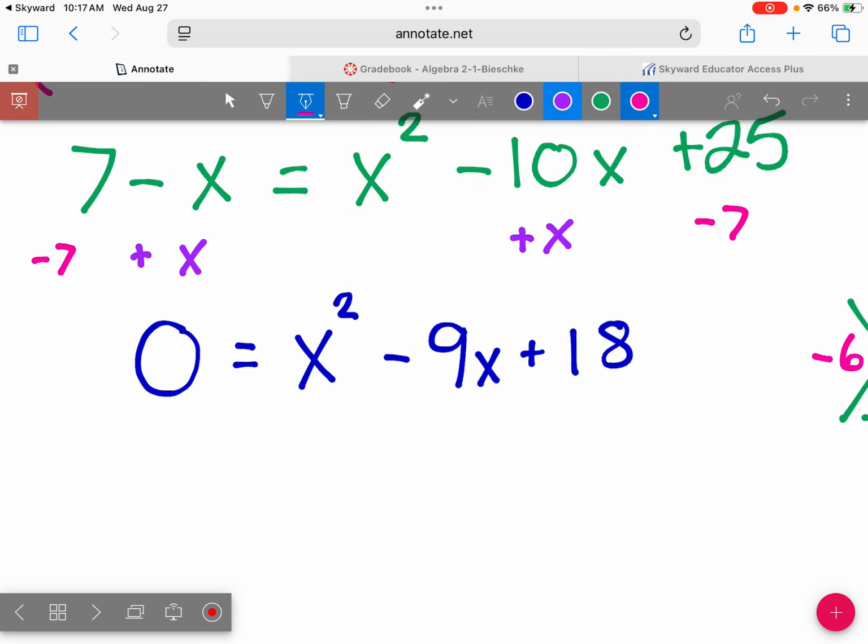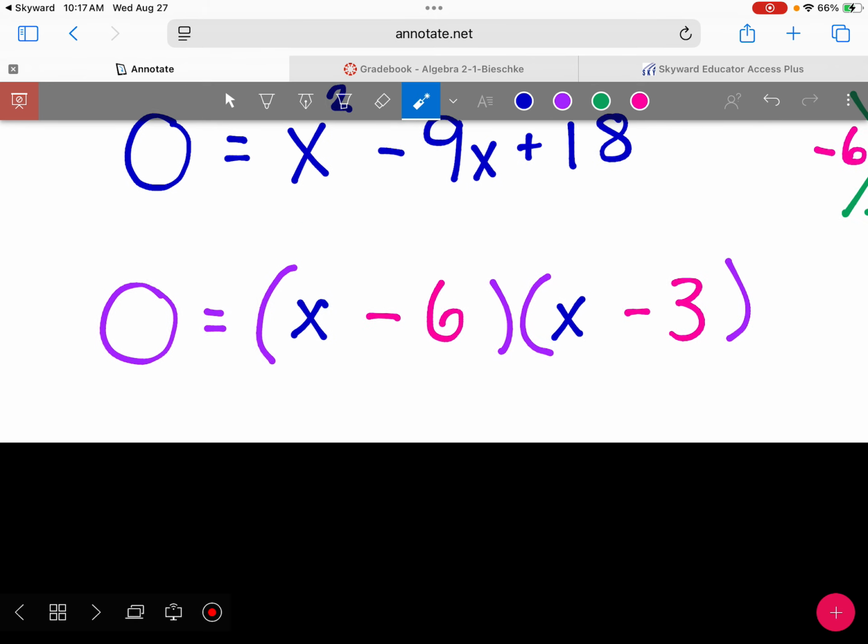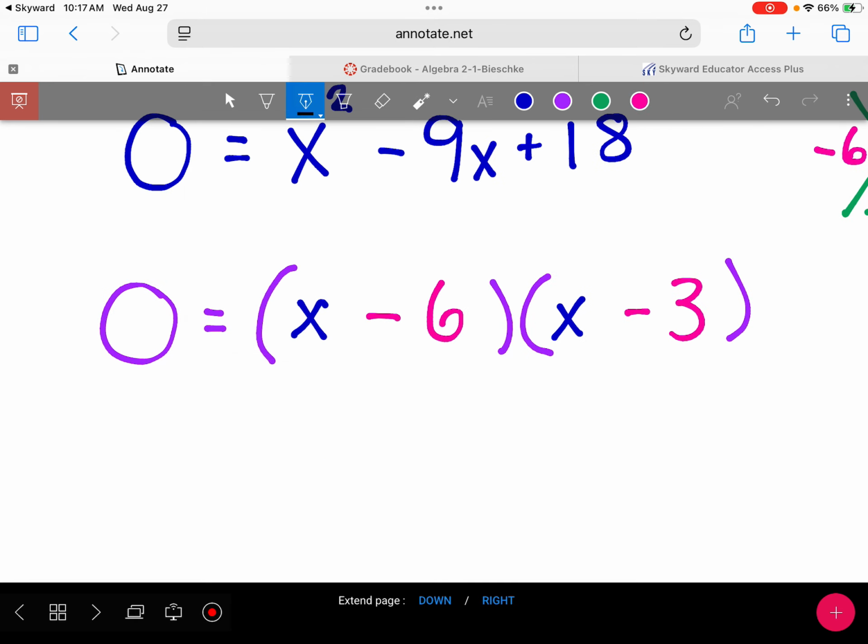Since we have an a value of just 1, I can take the shortcut and go straight into my factored form. Because when that a value is just 1, I know that the front term is going to be an x, and the back term is going to be whatever those two numbers are, my minus 6 and my minus 3. This shortcut only works when this is 1. Stop using it for everything. It only works when this is 1. Otherwise, you have to actually do the work. So what do we get for our solutions? What do we have? Our x's are positive 6 and our x's are positive 3.